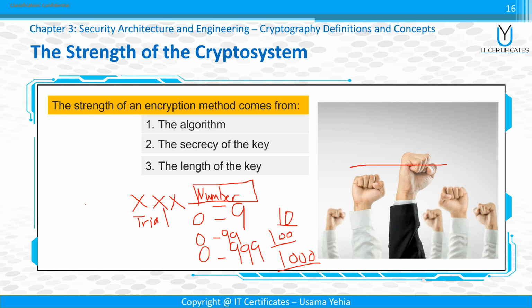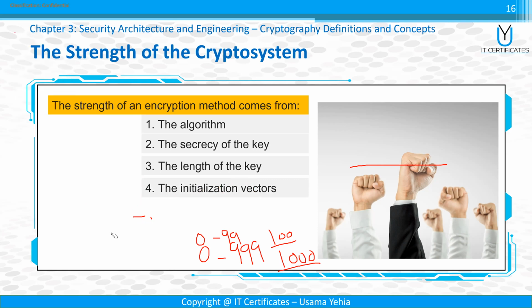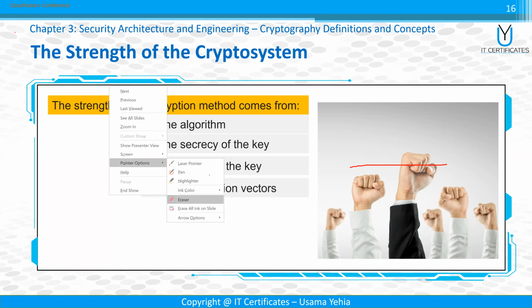Then the strength of the encryption depends upon the algorithm, secrecy of the key, length of the key, and something called the initialization factor. I will not explain the initialization factor now. It will be covered later, but just keep it in your mind. We will discuss this in more detail later.